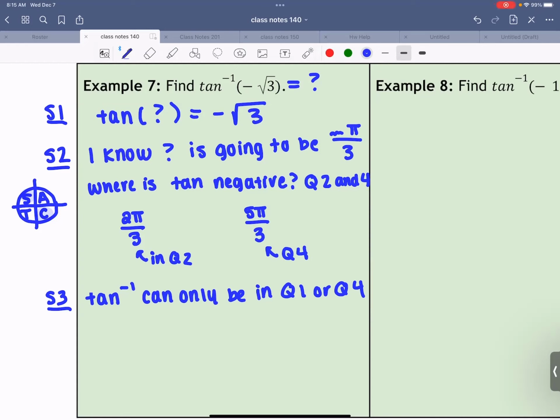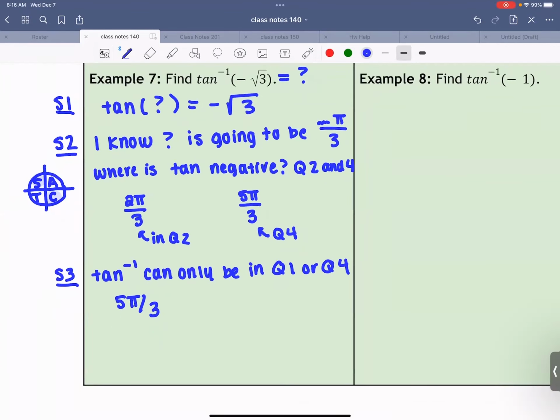Yeah, 5 pi over 3, right? 5 pi over 3 is the one that I labeled in quadrant 4. So 5 pi over 3 is the one that's right. Now, you don't have to write out all these steps. I know I'm going through this in a very systematic way. If you want to merge step 2 and step 3 together, that's fine. This is just how I go about thinking about this. If you can do this faster, then go ahead.